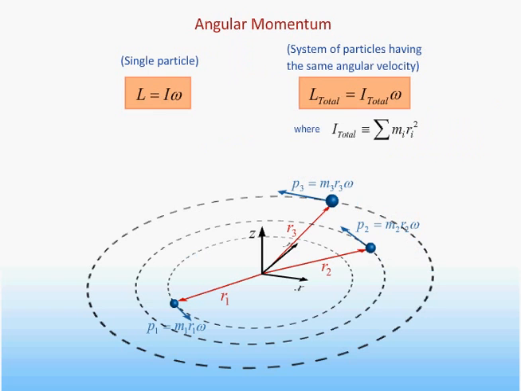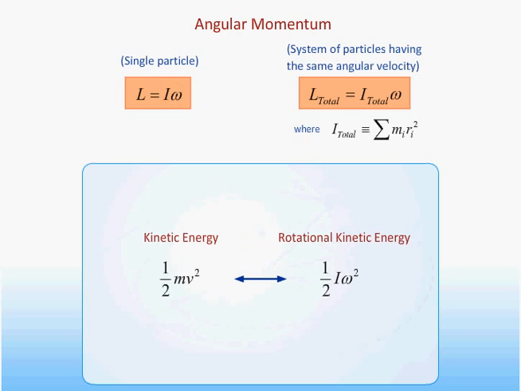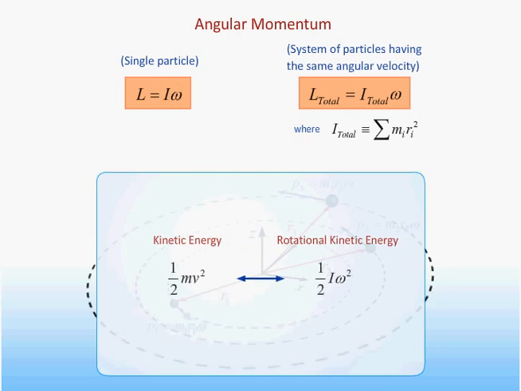This expression is really interesting. First, note its striking similarity to the expression for linear momentum, namely, the mass has been replaced by the moment of inertia, and the velocity has been replaced by the angular velocity. This correspondence is exactly the same as that we saw for translational and rotational kinetic energy.